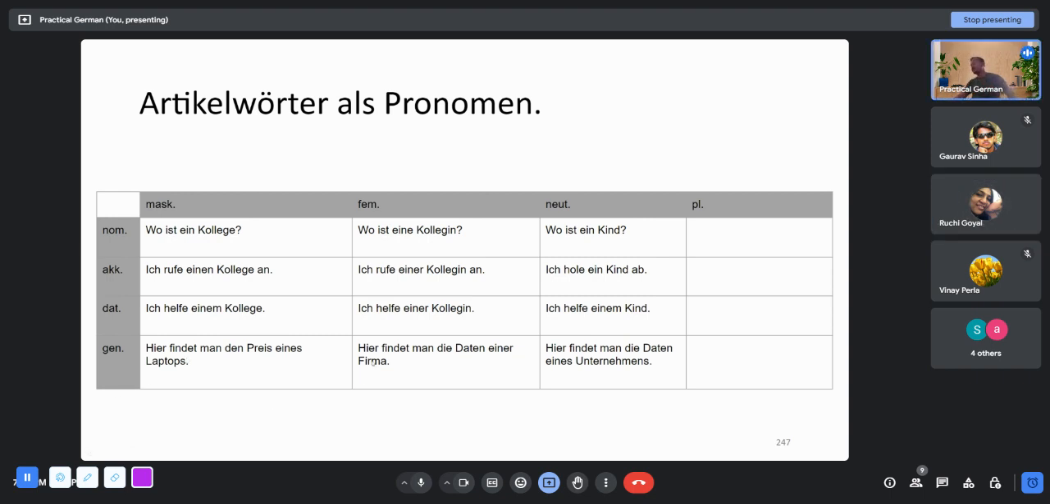Please read this word one more time. Firma? Firma. German language is phonetic. You never have to guess. It's Firma. Thank you very much.